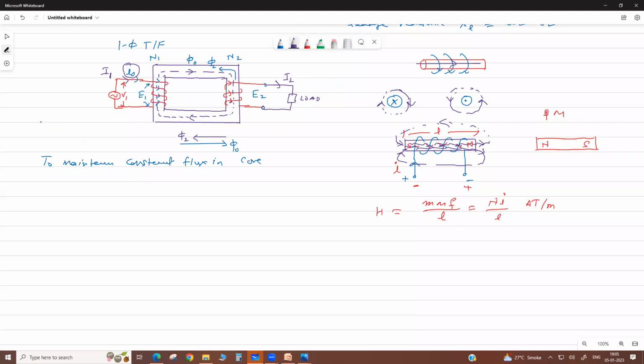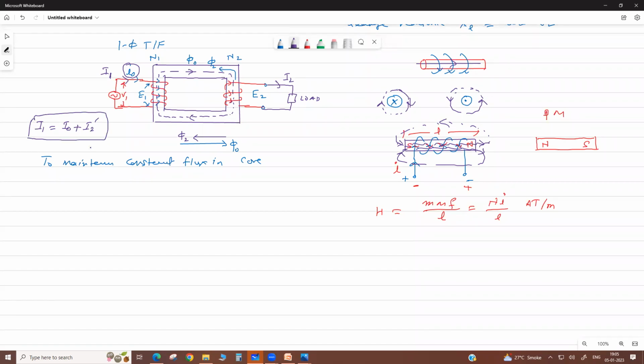This I1 is I naught, the no-load current, plus, due to the secondary load current, the component referred to the primary side, I2 dash. So this will give the full primary current.